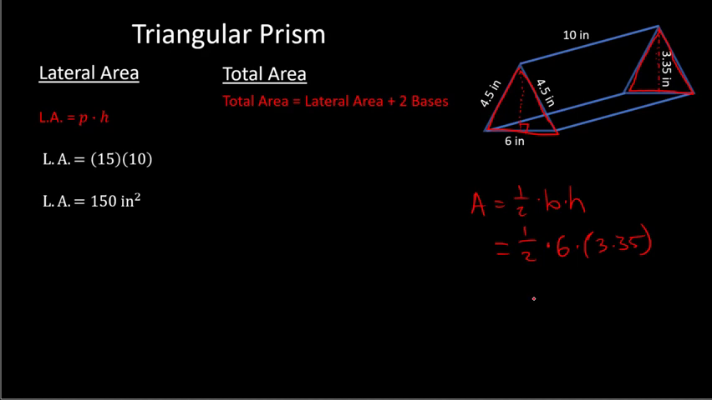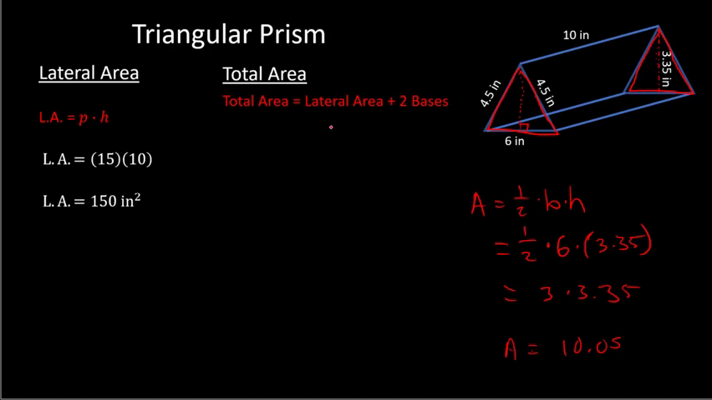So we have 1/2 times 6 times 3.35. So 1/2 of 6 is 3. 3 times 3.35 gives you 15, carry the 1. 10, carry the 1, that's 10.05. So that's the area of just one of the bases. We have two of them.